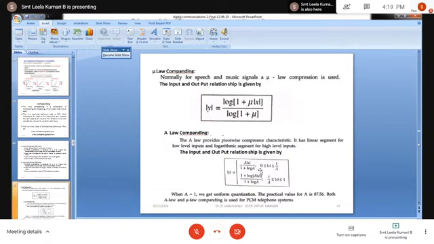Coming to A-law compounding, the output y is given by A mod x divided by 1 plus log A, for 0 less than or equal to mod x less than or equal to 1 by A, and 1 plus log A mod x divided by 1 plus log A, where 1 by A is less than or equal to mod x less than or equal to 1. When A equals 1, we get uniform quantization. The practical value for A is 87.56.